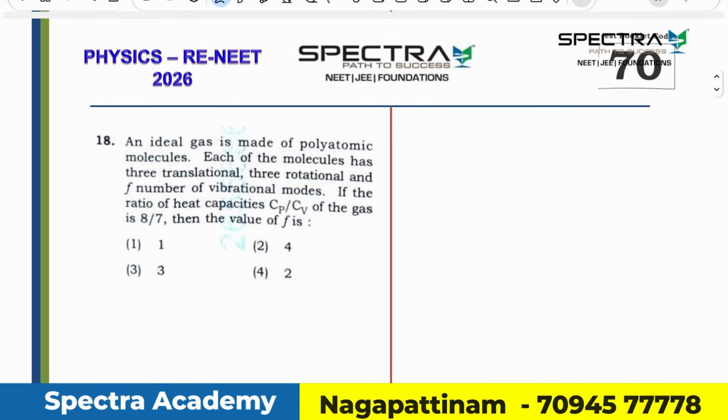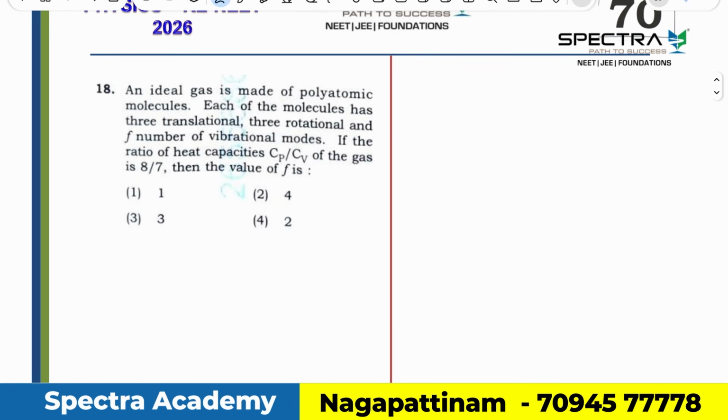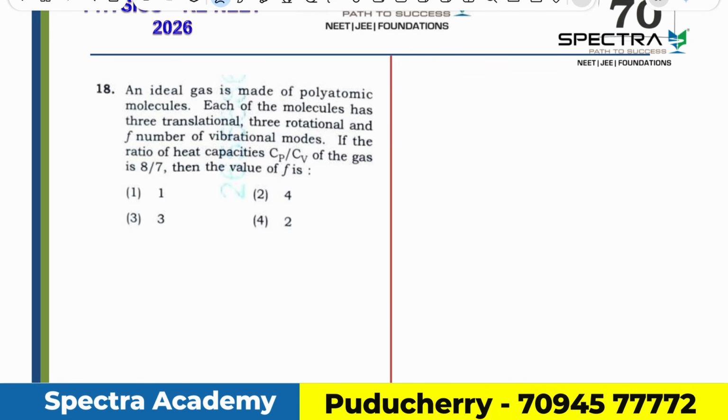Now coming to the next question. An ideal gas is made of polyatomic molecules.